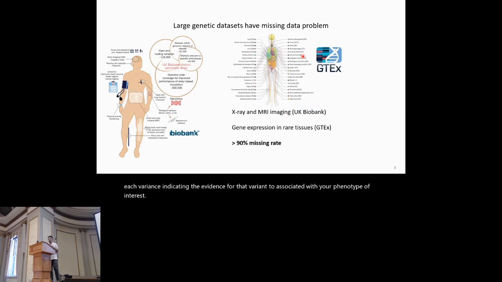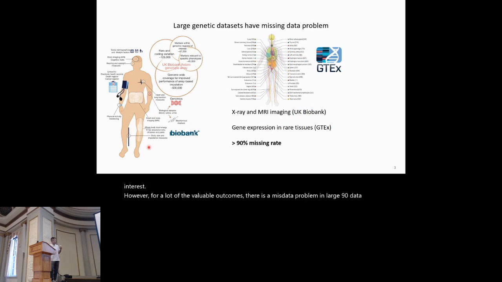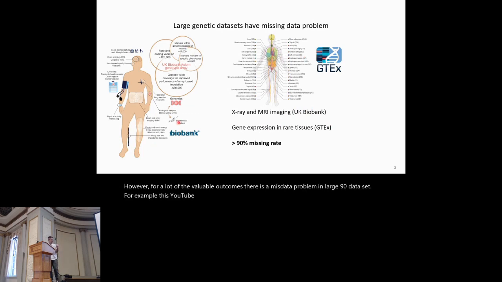However, for a lot of valuable outcomes, there is a missing data problem in large genetic datasets. For example, the UK Biobank data have been used in many GWAS, but for some outcomes such as X-ray or brain imaging data, there is a very large missing rate. Over 90% of people have this missing outcome measure. Similarly, for gene expression data in GTEx, a lot of tissues have missing gene expression data. For example, in the brain, people need to donate the brain to measure gene expression. So there's a missing data problem. If people just do a GWAS on these observed outcomes, it may give us a lack of statistical power.